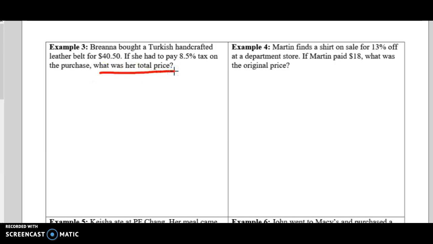So don't get confused with the percent problems that we did previously, where it was part over whole or part over total. Whenever we're talking about money, like tax, tip, or discount, we're going to focus on our proportion being: the denominator is the original and the numerator is the new price. So when it tells us $40.50, that represents the original.